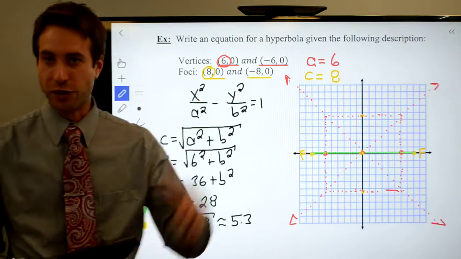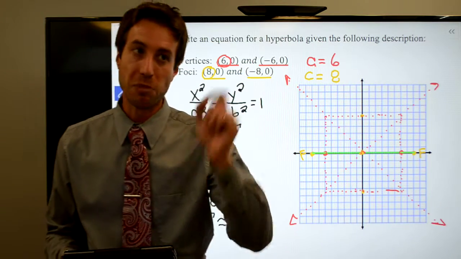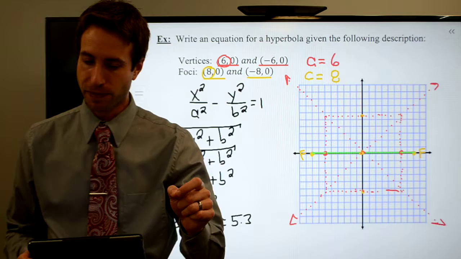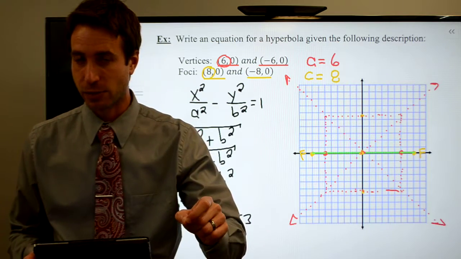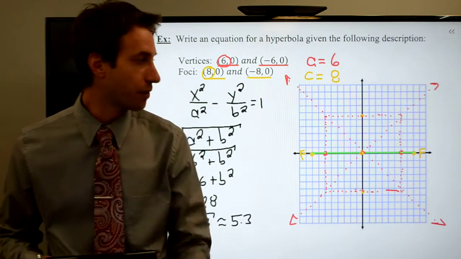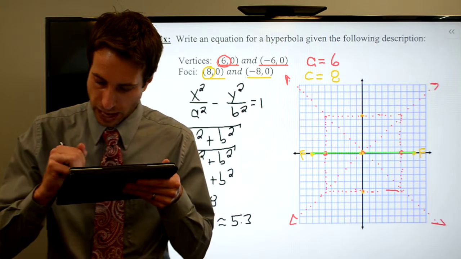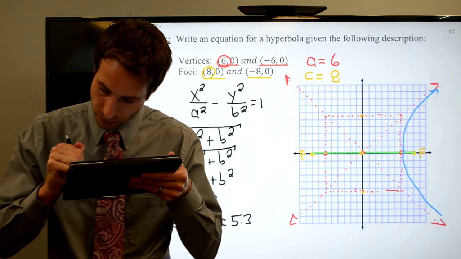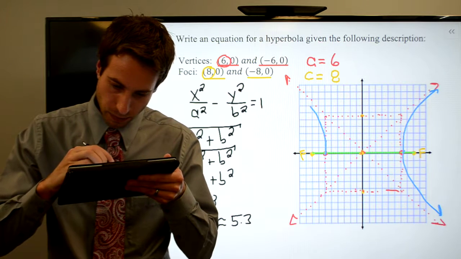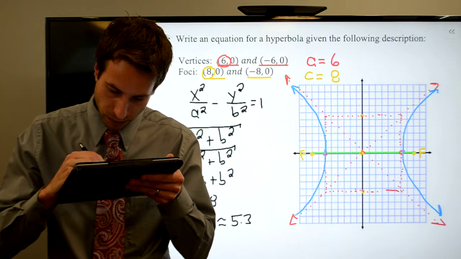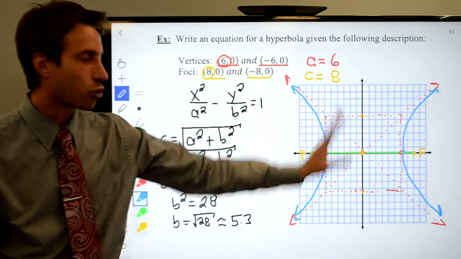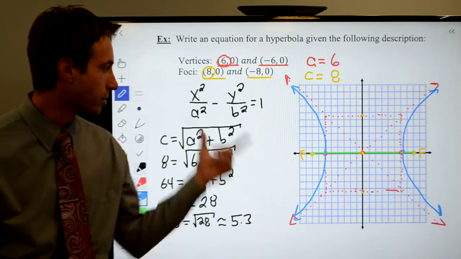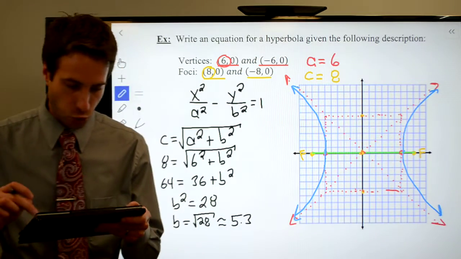Drop your graph in there. Your hyperbola must go through the vertices. It cannot touch the asymptotes, and it has to wrap around the foci. Well, that's got to look like this. Perfect. I love it. Great hyperbola. Looks awesome. Let's write our equation.